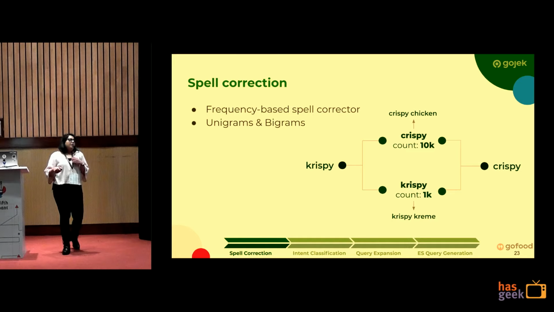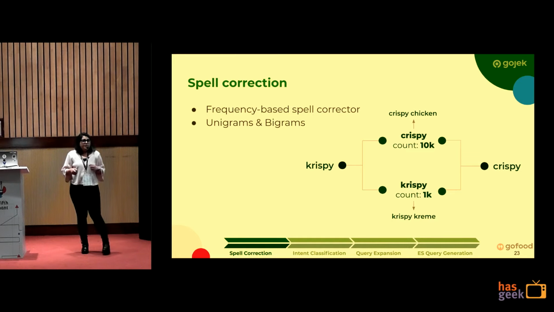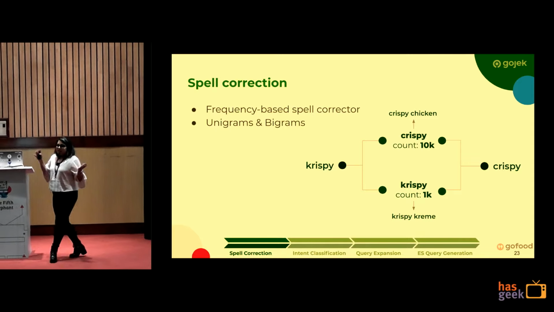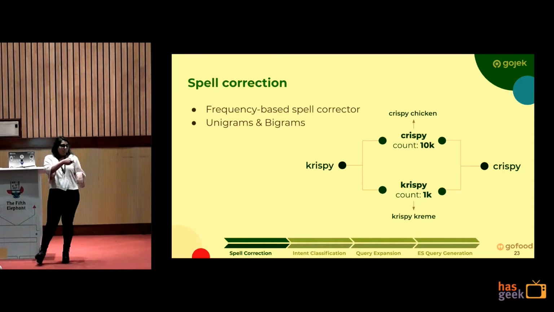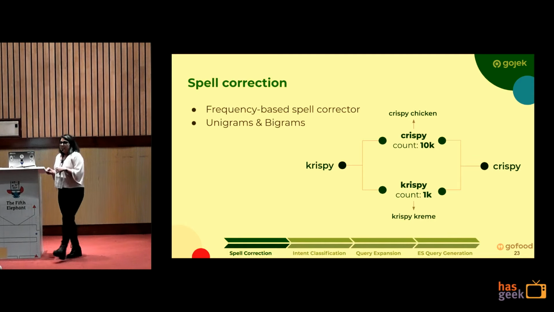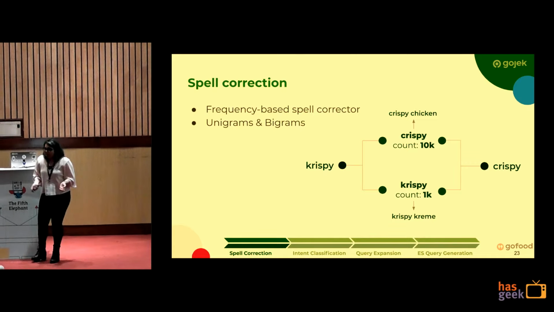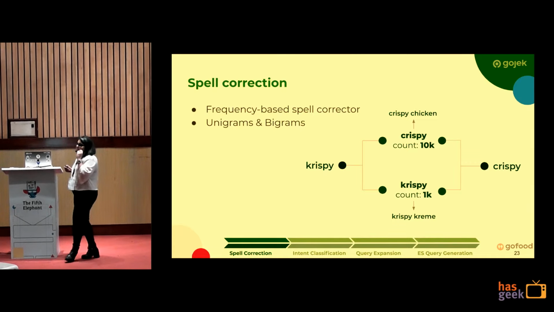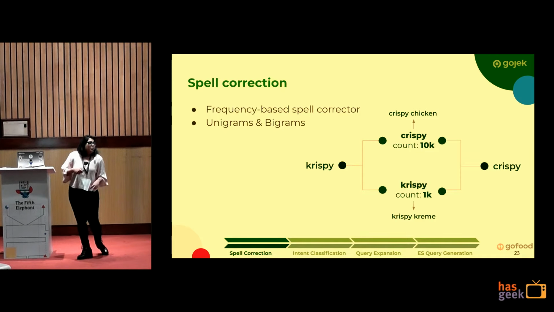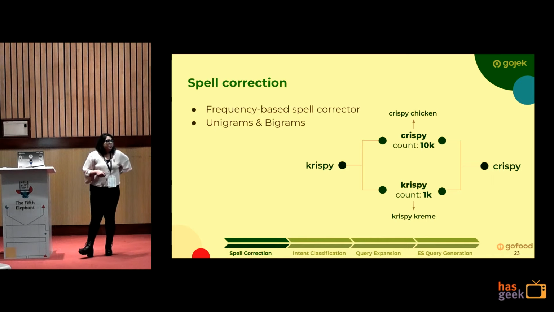Then it checks if there is any other word within a certain edit distance threshold away from crispy, and it finds crispy with a C, which has a count of 10,000. That means it's more likely that the person actually typed crispy with a C wrong as crispy with a K, which is why we correct the query to crispy with a C, even though crispy with a K exists in our corpus.